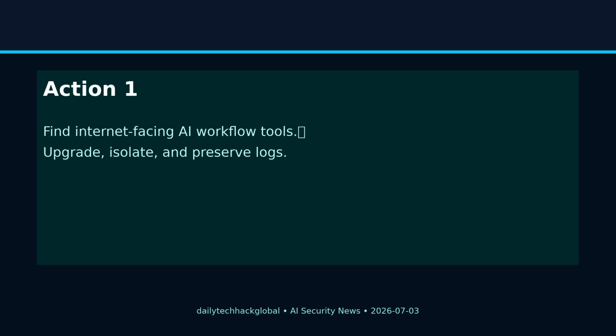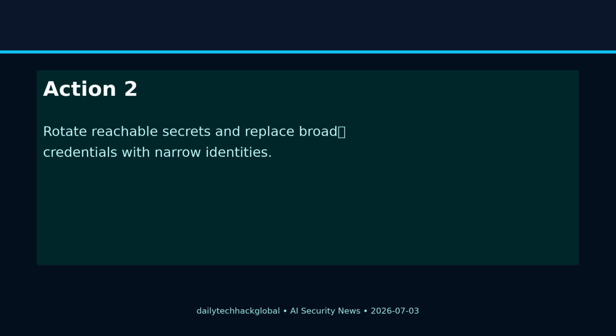Second, rotate secrets that the workflow environment could reach: environment variables, API keys, database credentials, cloud tokens, and service account keys. Then reduce blast radius. A pilot AI tool should not have production database or cloud administrator access just because it was convenient.